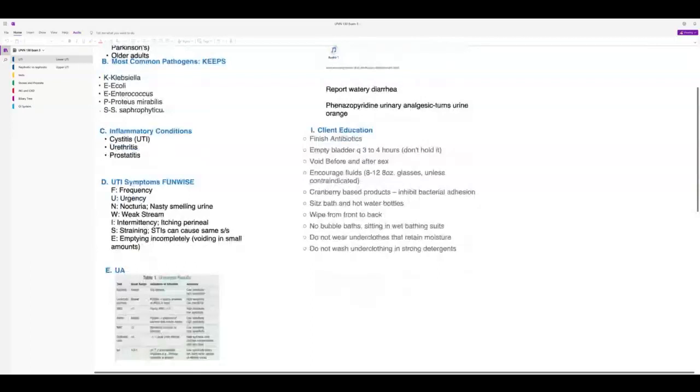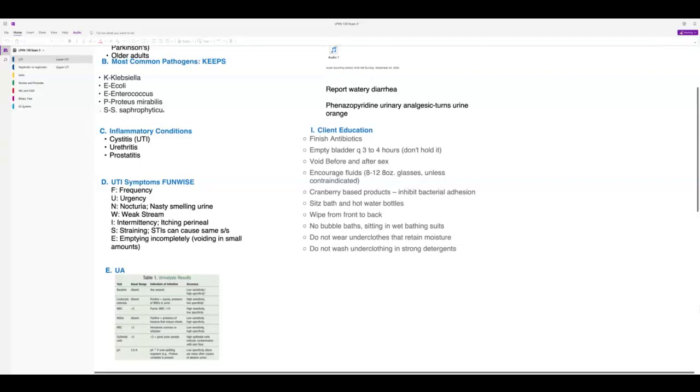Here are the three conditions that comprise a lower UTI. So cystitis, which is probably the UTI that you're familiar with, urethritis, so that's inflammation of the urethra, and then prostatitis, so that's inflammation of the prostate gland.